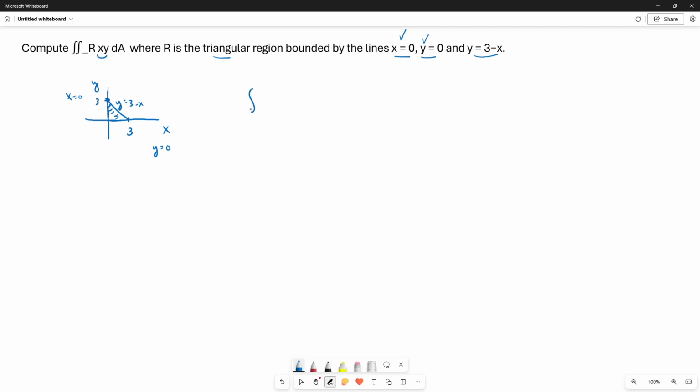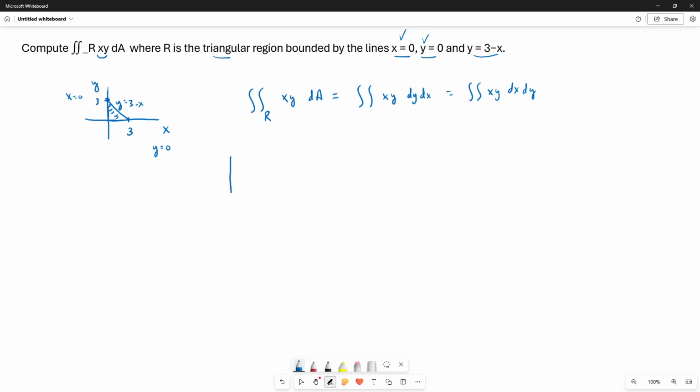Okay, so we want to calculate a double integral over the triangular region R of the function xy dA. So we will write this as an iterated integral. So the double integral of the same function, but instead of writing dA, we'll write dy dx. And we could also write it in the other order, dx dy. Let's discuss how to set them both up, and then we'll calculate one of them.